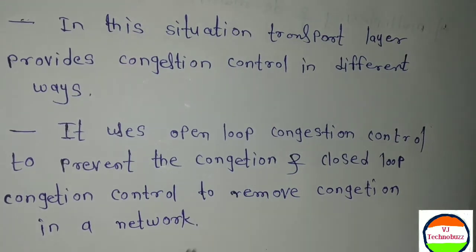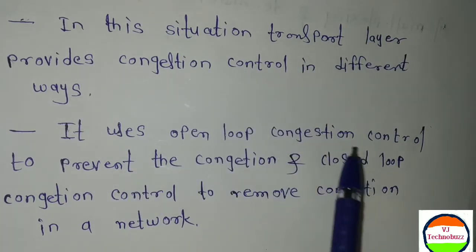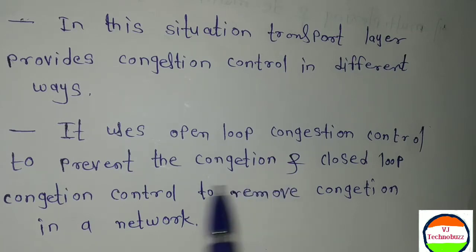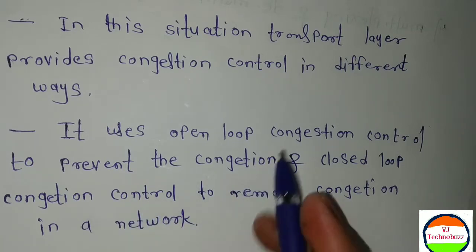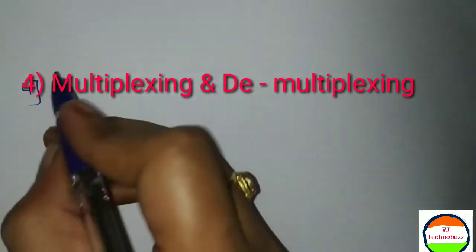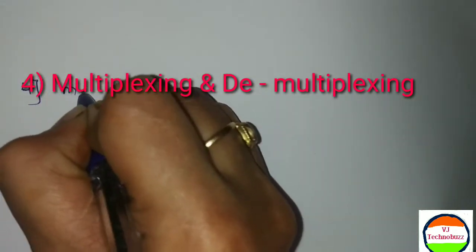So, transport layer uses two techniques to control congestion. It uses open loop congestion control to prevent the congestion and closed loop congestion control to remove congestion in a network. So, this is the third function of transport layer. Fourth function of the transport layer is multiplexing and demultiplexing.